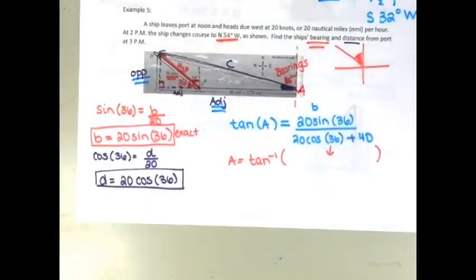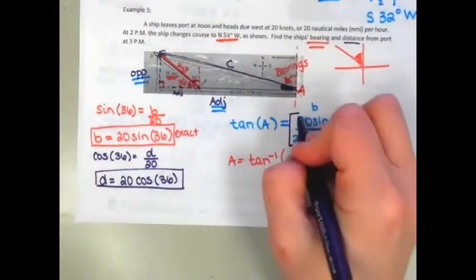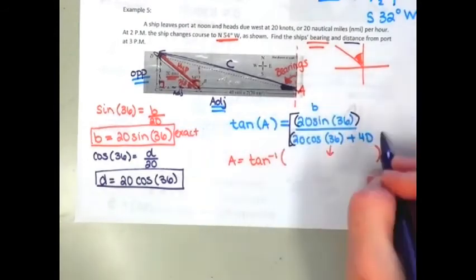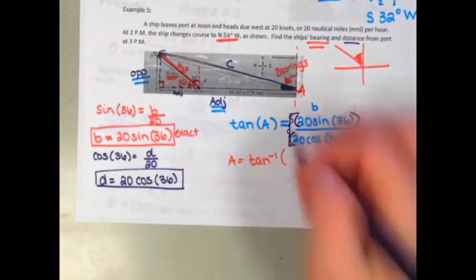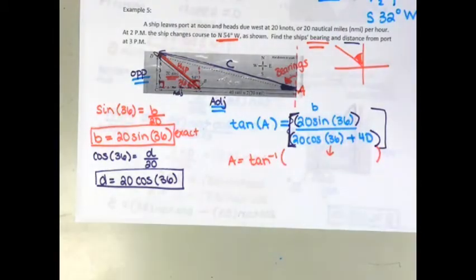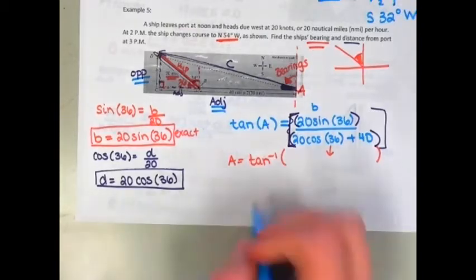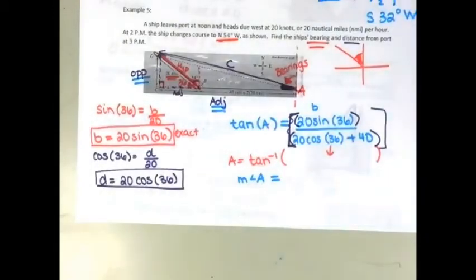Now, make sure when you type this into your calculator, you need to put parentheses around the numerator and parentheses around the denominator, because tangent, you need to have one. I'll give you a second to figure out what A is. So the measure of angle A is equal to, and let's round to the 100th.